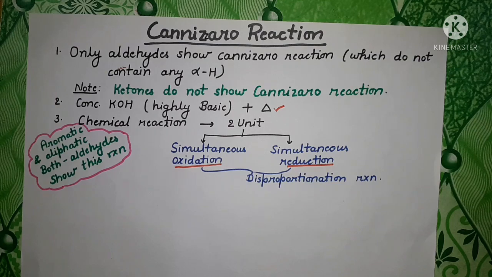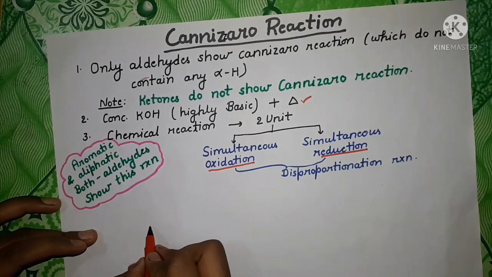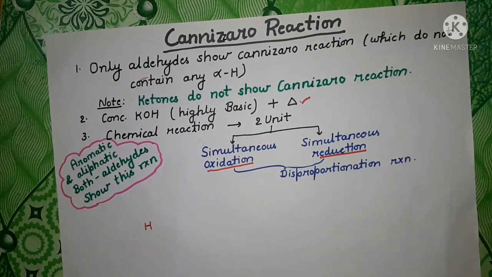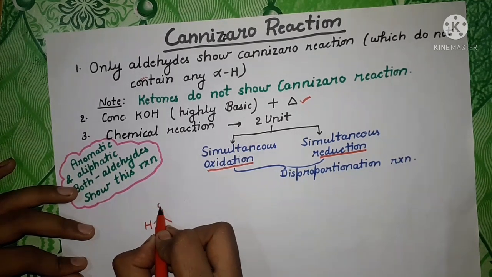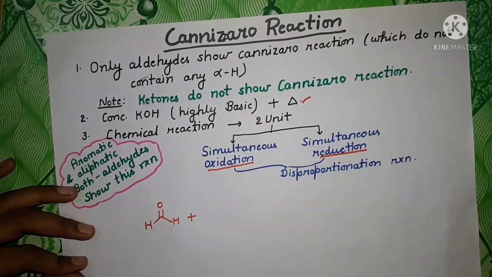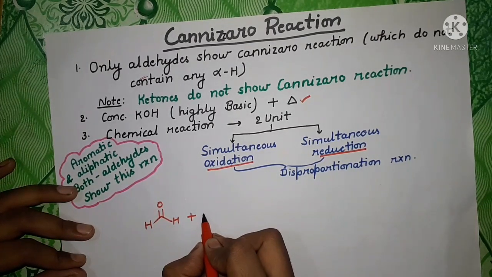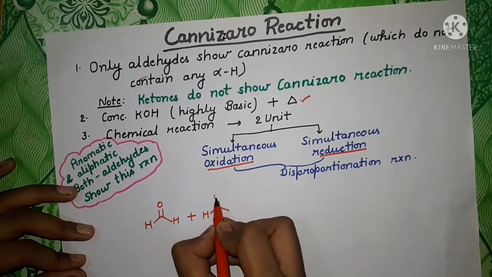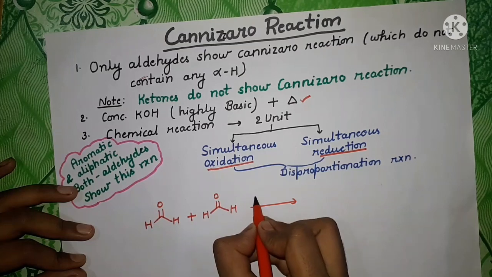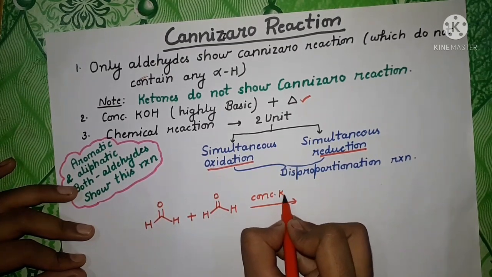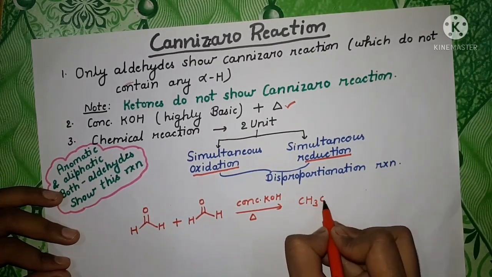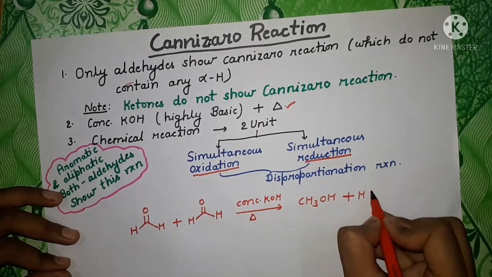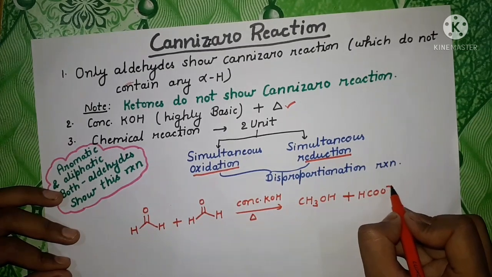So let's discuss its mechanism part. First of all, I just give you the idea of what is happening in this reaction. So first of all, we have to take 2 moles of aldehyde which doesn't contain any alpha hydrogen. In the presence of concentrated KOH and heat, it will give alcohol and salt of the carboxylic acid.